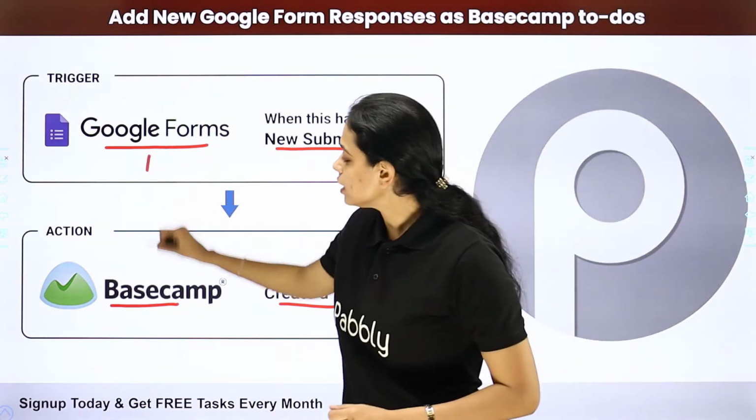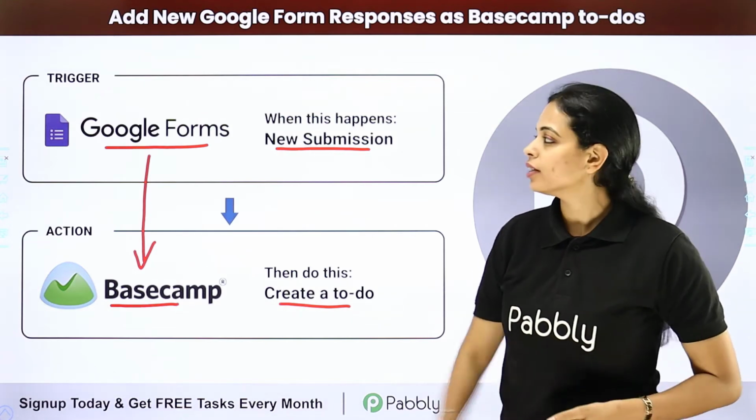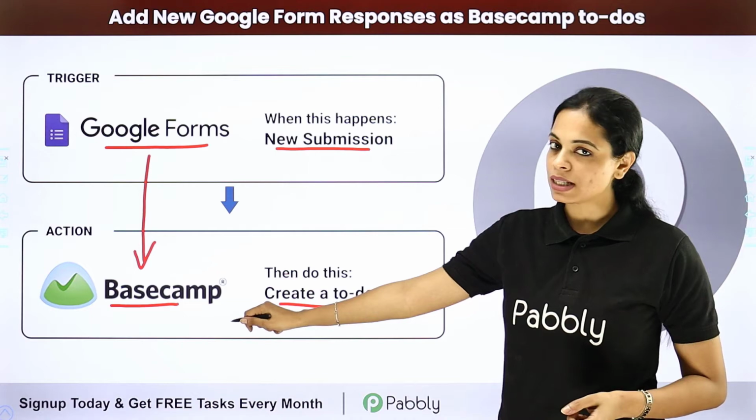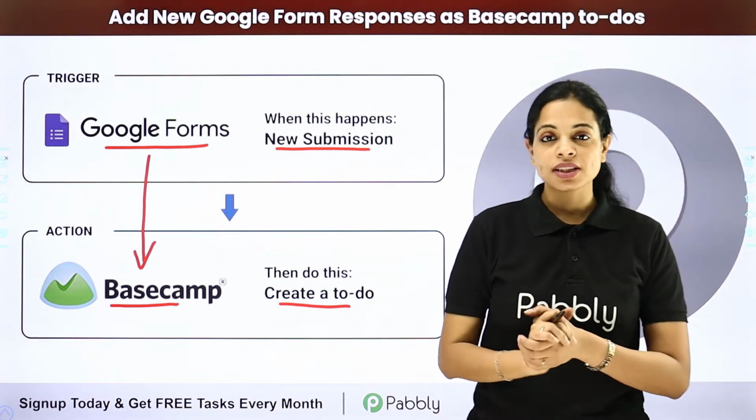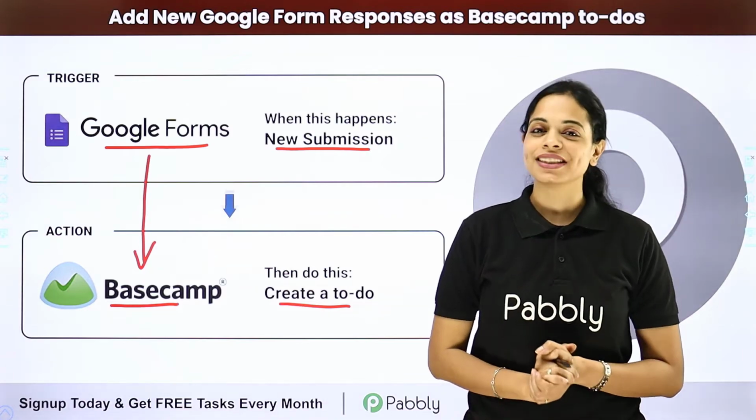For this, you will have to integrate the two applications, and the same thing can be done using Pabbly Connect software. Here your trigger application would be Google Forms and your action application would be Basecamp. Now, how can you do this yourself? Integrate and automate this entire process. To understand that, let me take you to my screen.